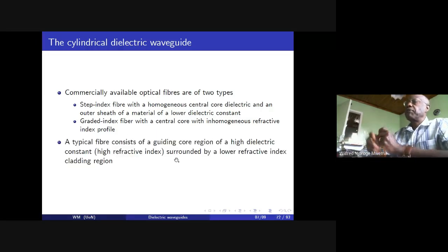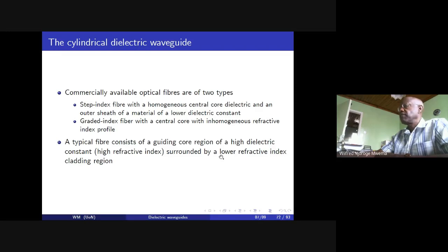So a typical fiber will consist of a guiding core region of a high dielectric constant, that is high refractive index, surrounded by a lower refractive index region, which is called the cladding region, especially when we are dealing with the step index fiber. We'll have the core and the cladding.